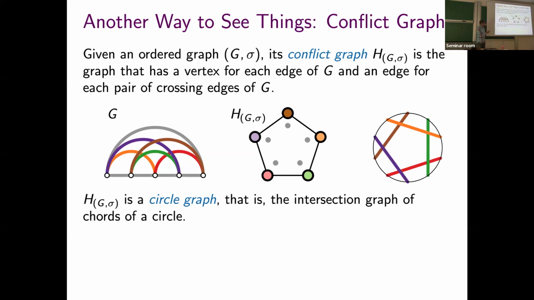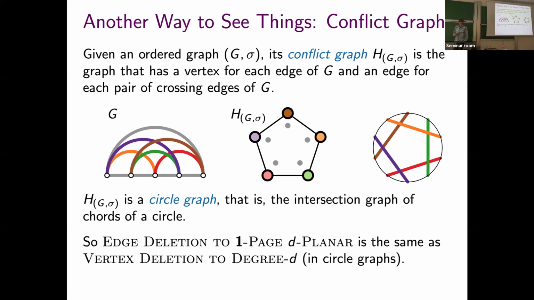So here now, the vertices of the graph correspond to chords, and the edges here correspond to intersections. So this is, in a way, just another view of this. Okay. So what does this have to do with our edge deletion problem?